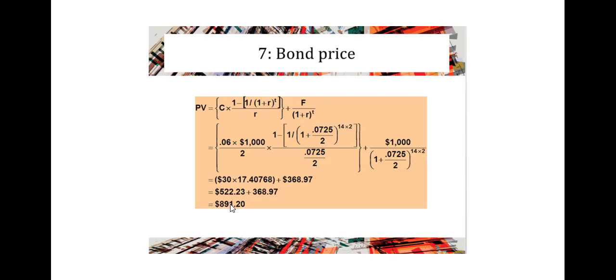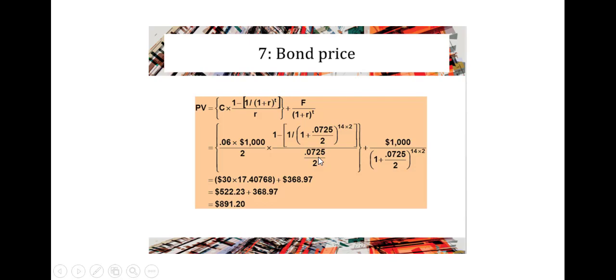Now I'll show you how Excel can be used to calculate the present value or the market price of the bond. In this equation, the symbol C is the coupon payment and the symbol F represents the face amount. Since the coupon payments are paid semi-annually, the coupon payment, the interest rate, and the number of periods have to be expressed in semi-annual terms. The current value of this bond is $891.20 given the market interest rate of 7.25%.